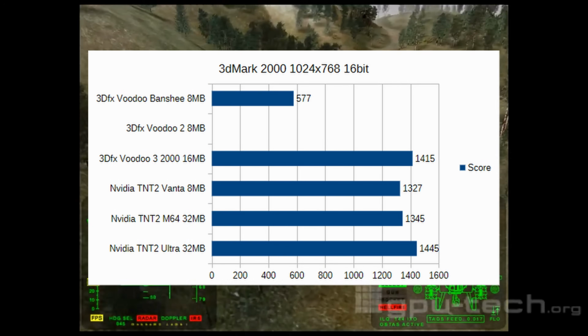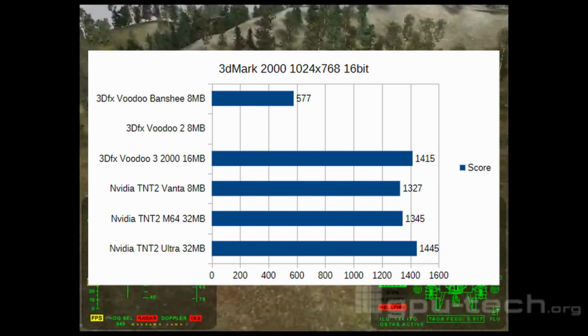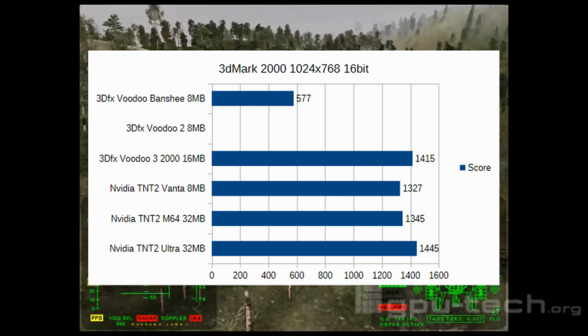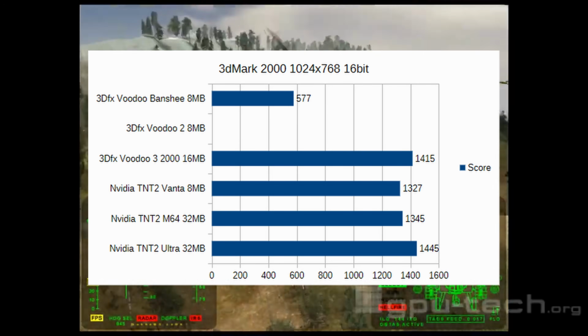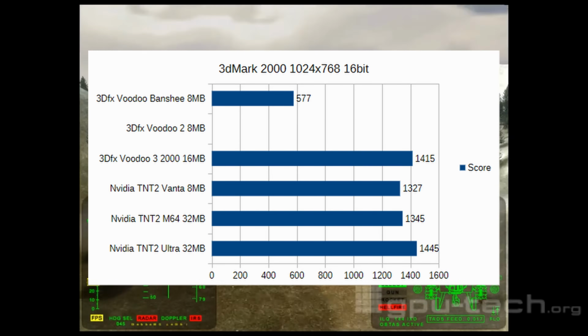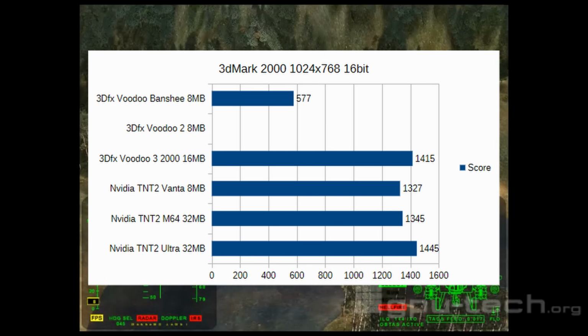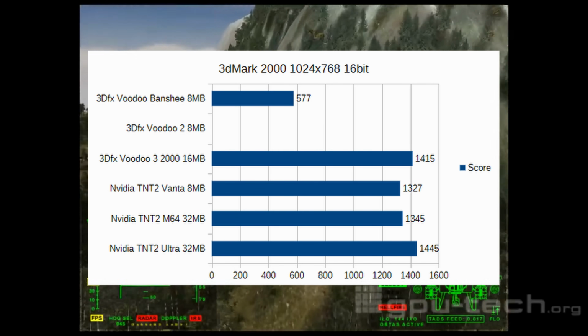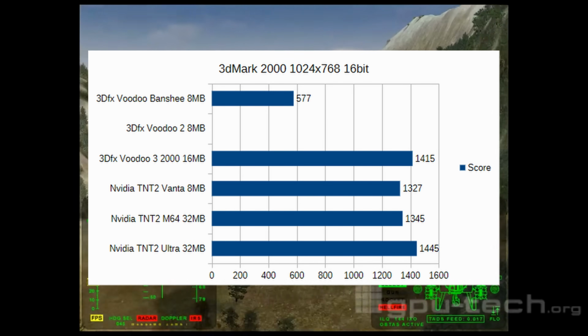So here we are, 3DMark 2000, 1024 by 768, 16-bit color. You can see the TNT2 Ultra is still hitting that CPU limit provided by this Pentium II 400. The other TNT2 cards are starting to back off a little bit. However, the Voodoo 3 2000 is still putting a decent showing in with 1415 as the score. The fact that it's Direct3D is performing quite well.